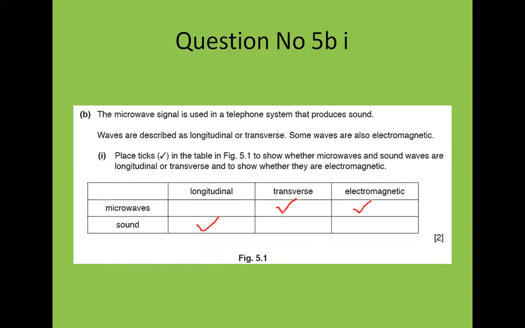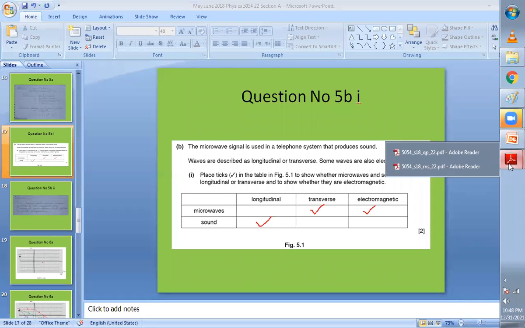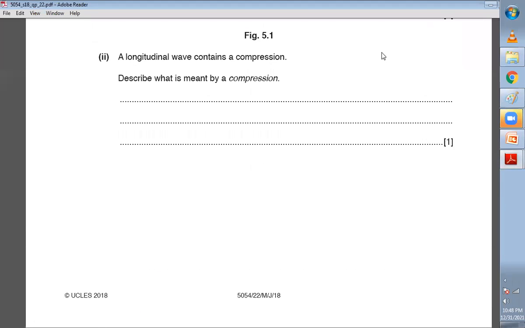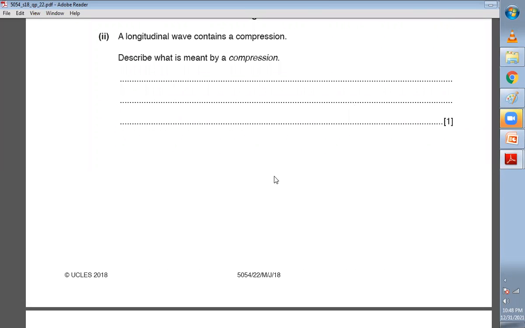Okay, so you can see the microwaves are transverse. All electromagnetic waves are transverse. So the microwaves are transverse and they are electromagnetic in nature. Sound waves are longitudinal. So hopefully you understand. Okay, now let's move to the next part. He says a longitudinal wave contains a compression. Describe what is meant by a compression. In the longitudinal wave, the compression is where the particles of the medium come closest to each other during their vibration. If they are closest to each other, that portion of the wave is known as compression.